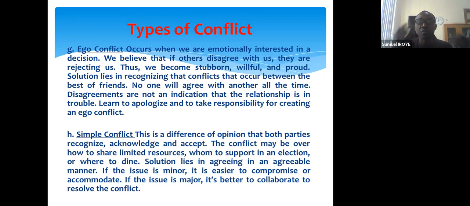Ego conflict has to do with personality, high-mindedness. When you see yourself as bigger than another person, there's going to be conflict, and that's what we call ego conflict. Or when another person perceives himself as better than you, there'll be ego conflict. Simple conflict deals with little issues that, if we don't take time to address them on time, may become a bigger problem. They are just minor day-to-day issues that come up between individuals or parties, which if not addressed on time, become very serious issues.